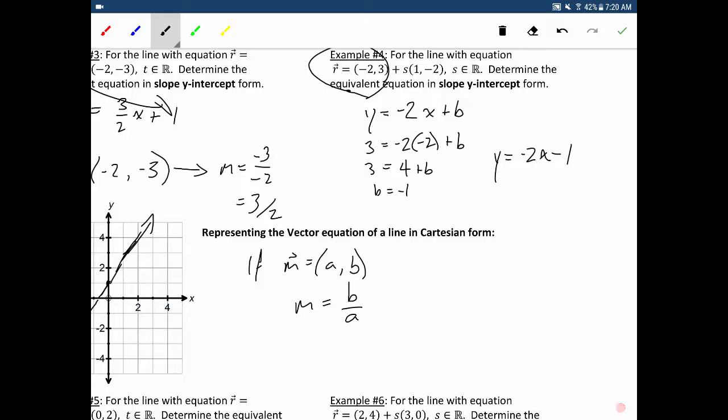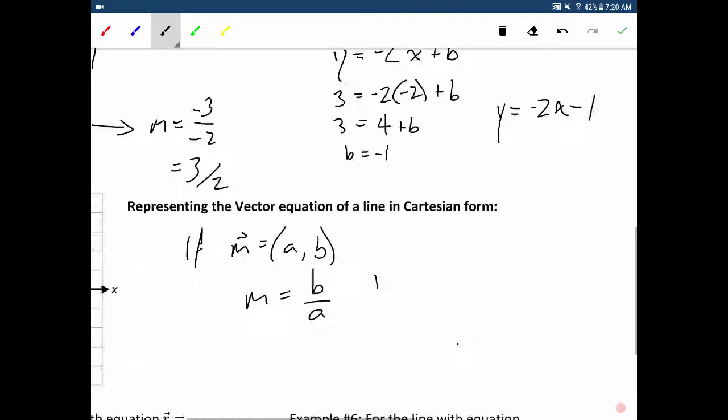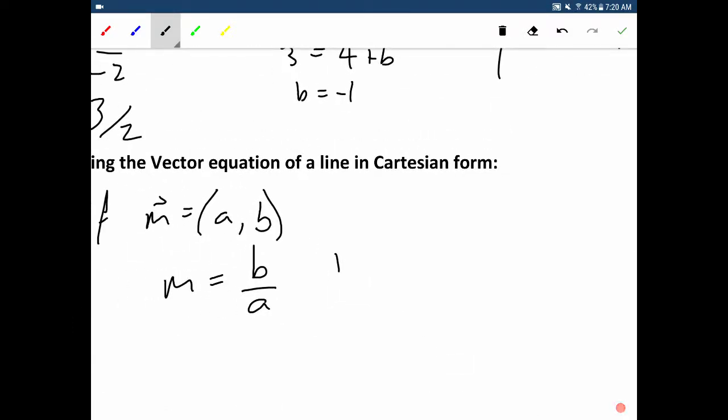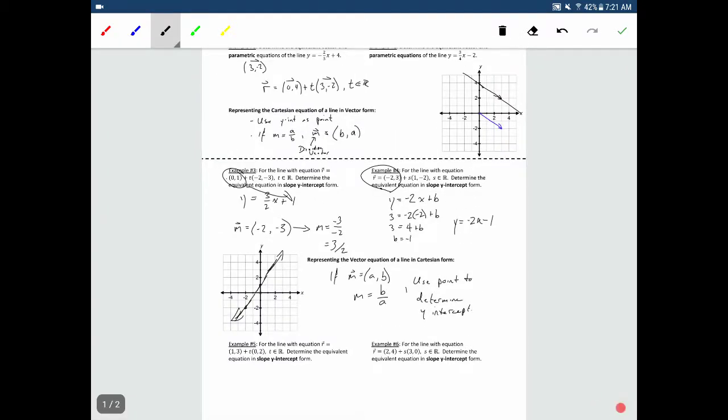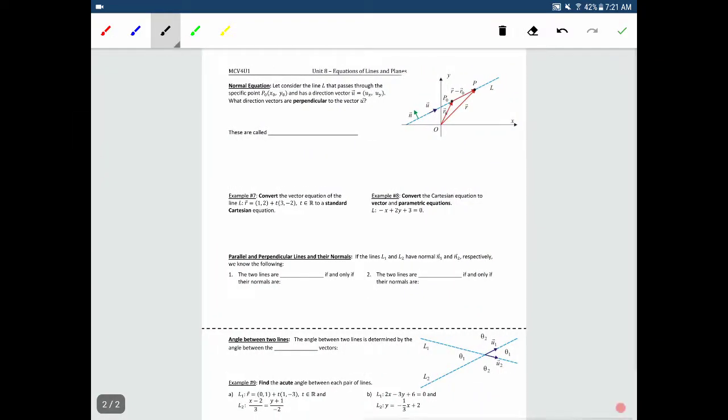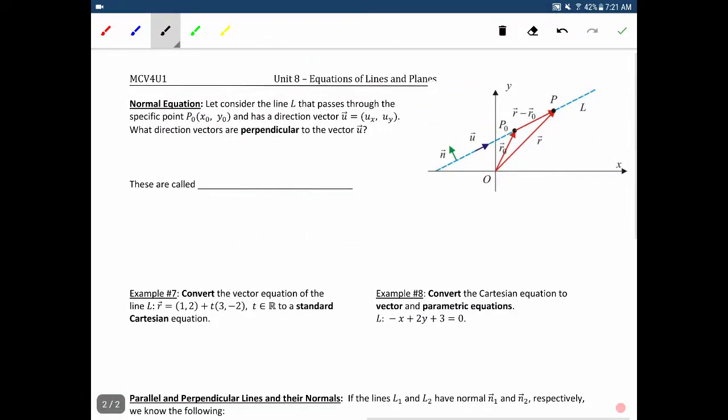Anyway, oh yeah, and then the only other thing that we had to do is we can say use point to determine the y-intercepts. There we go. Okay. So I do want you to try the next two on your own, but for now I'm going to jump ahead.